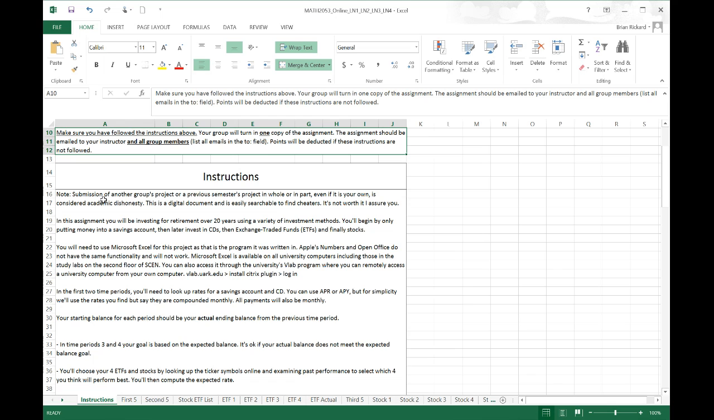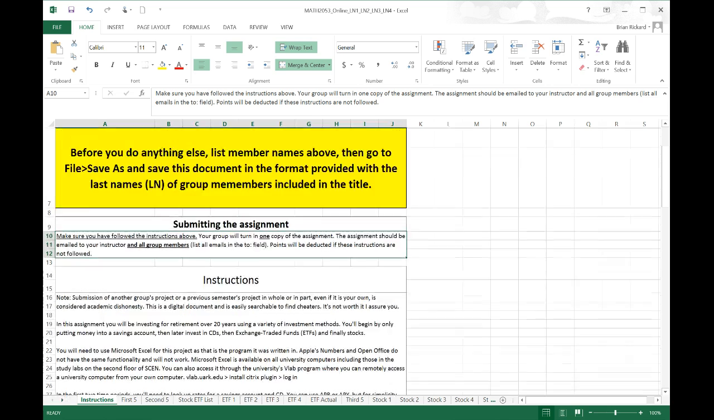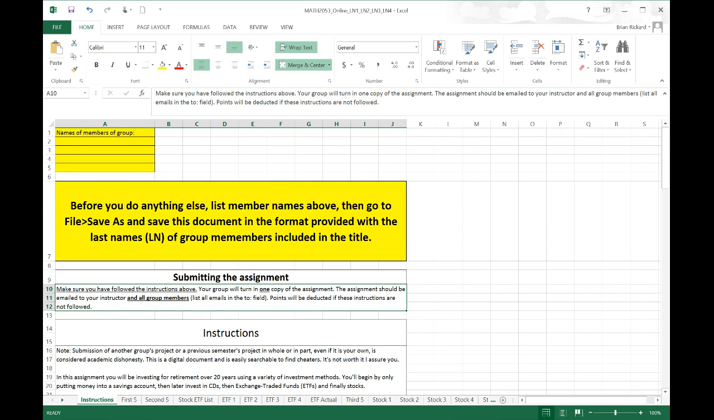The first one I want to make note of: please don't turn in any work that is not your own or work from a previous semester. Your project should be the exact file you are emailed, and only your group's work on that. It's a digital file, so it's very easy to find if people have been cheating, so please don't. All right, let's jump right in.